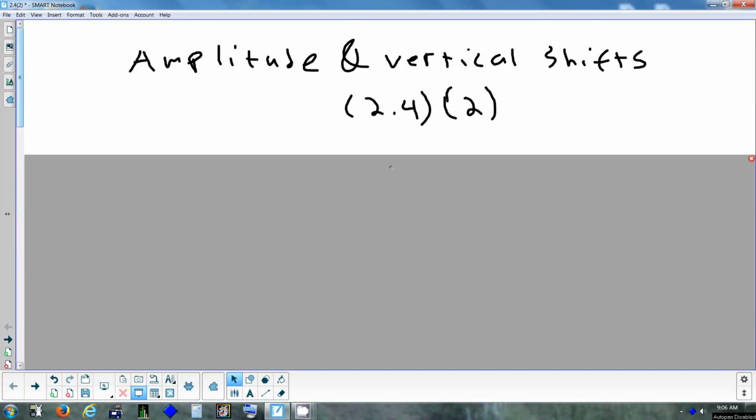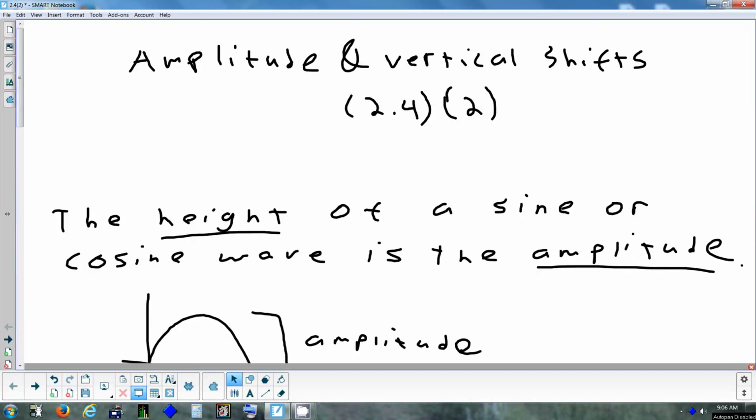All right, so today we're going to look at two more transformations, which are amplitude and vertical shifts. I think you'll find the arithmetic easier than yesterday. Yesterday you had to do common denominators and you worked with pi. You won't have to worry about that today.